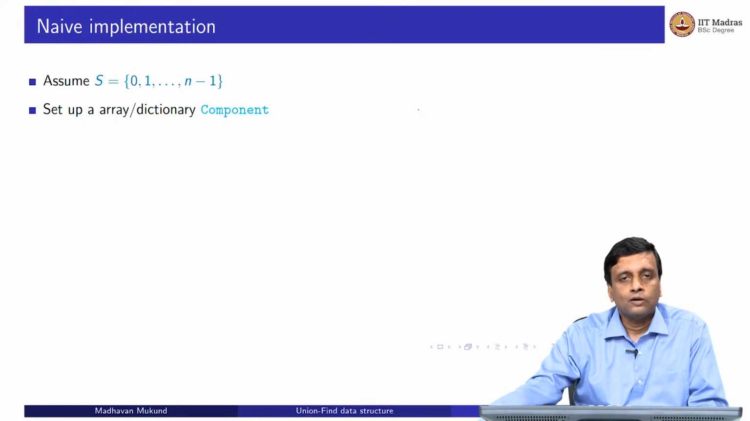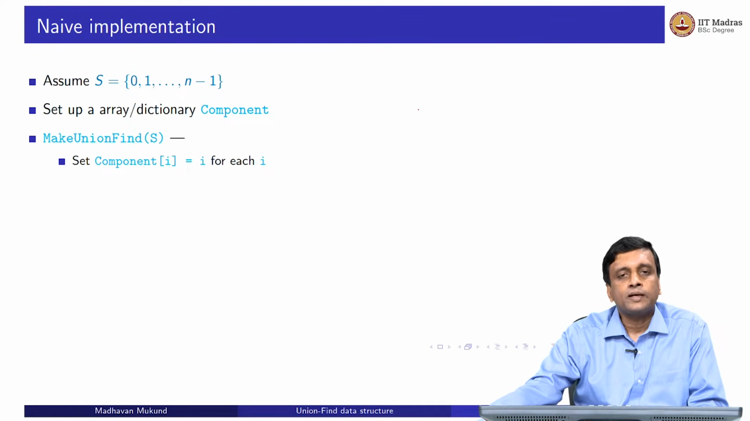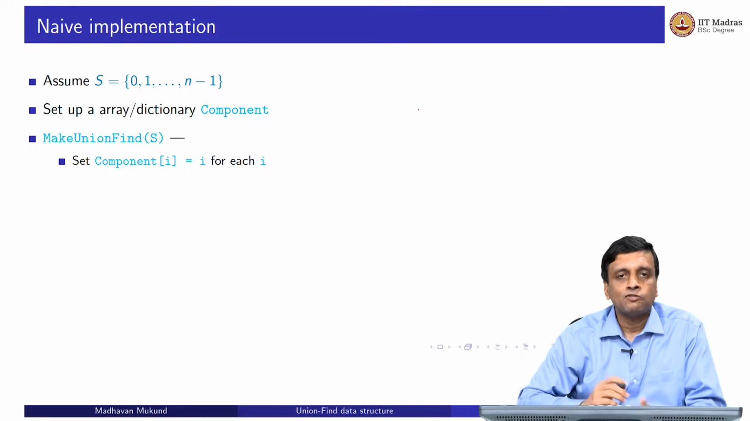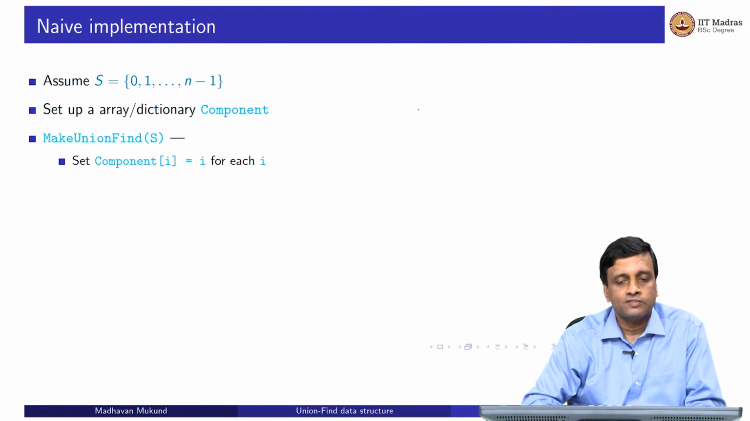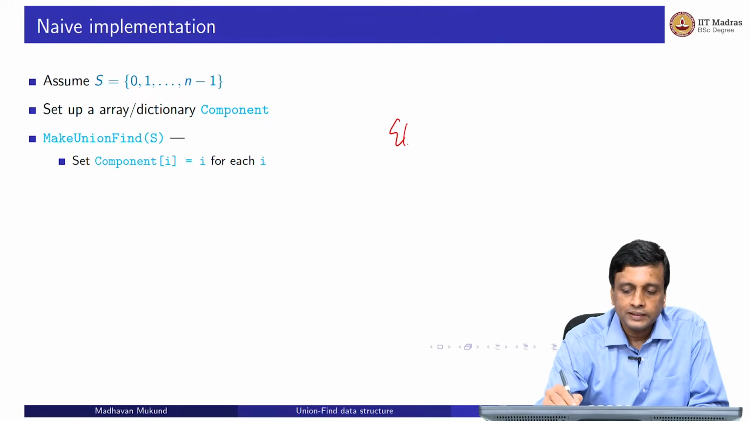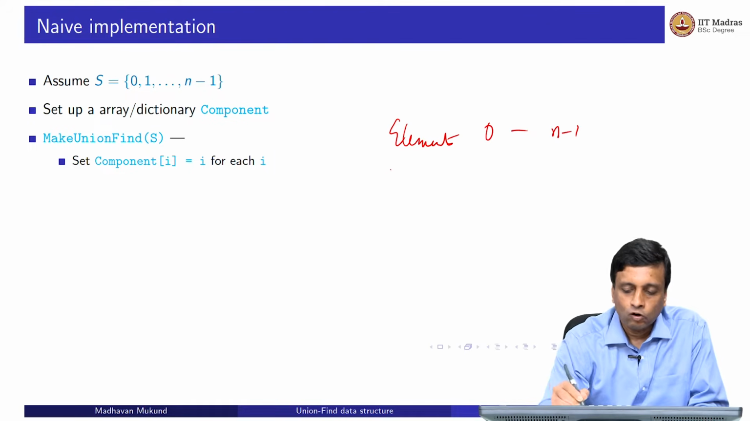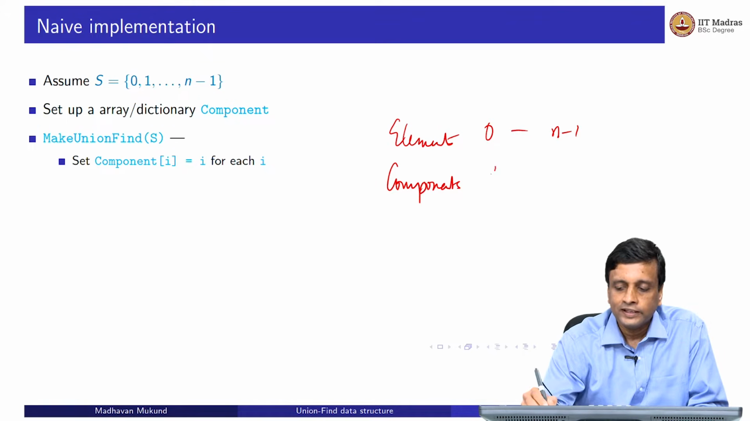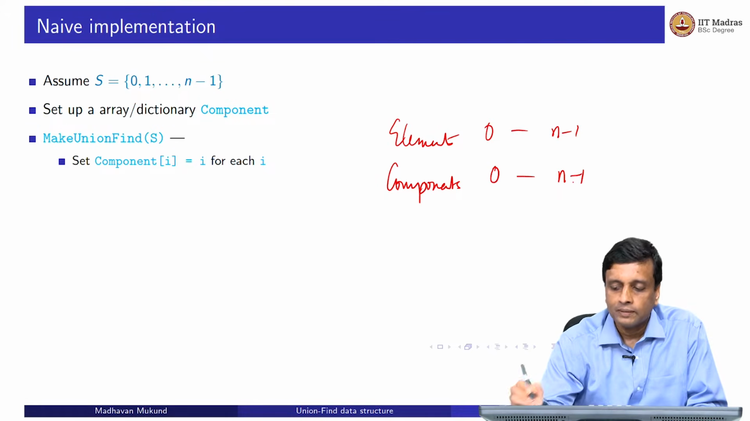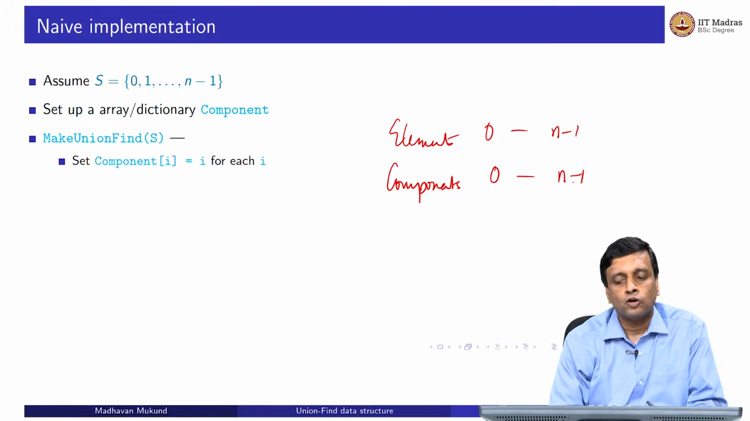So if I look up the ith element of component, it will tell me which component the element i belongs to. So now what does make union find do? Make union find basically creates names for the components which are the same as the vertices. So I have elements 0 to n minus 1, and I also have components. This is just for convenience. I don't want to create another set of names. So the components are also called 0 to n minus 1.